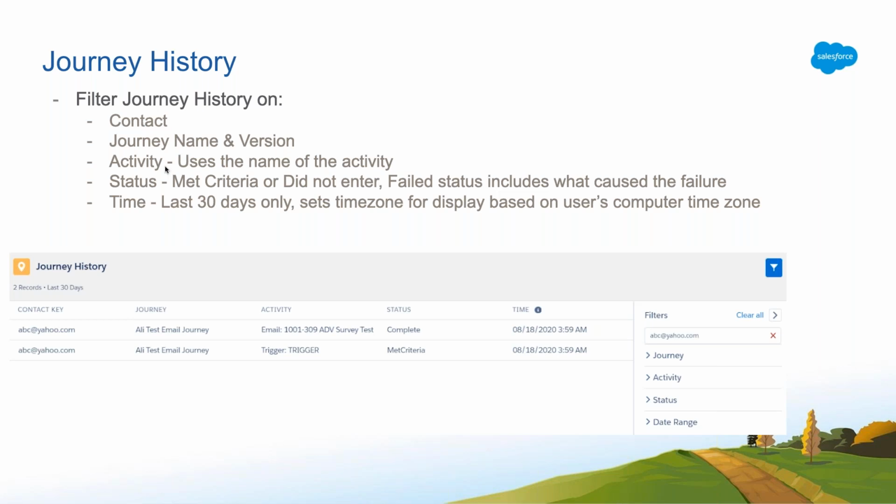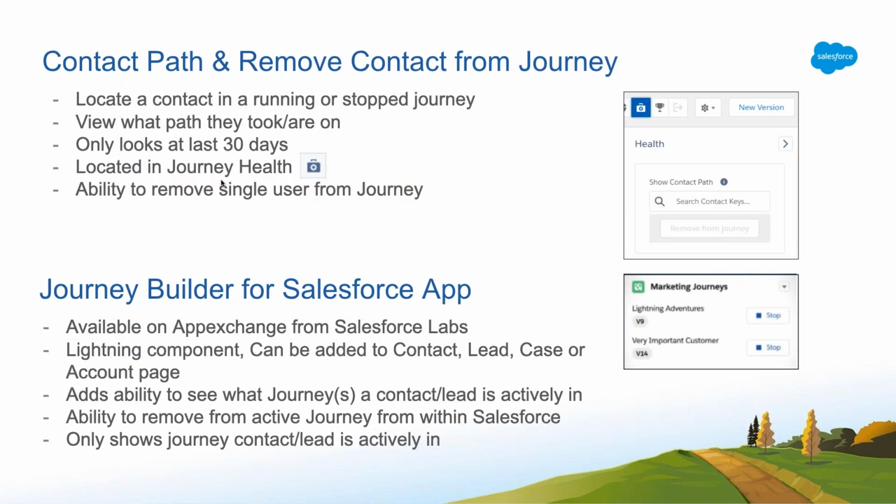If you wanted to go into the journey itself and see where they are in the journey, you can use a new feature under Health to search for your contact. If you go up into the upper corner, you'll see a little suitcase with a plus sign. This is what opens the health menu. In here, you can search by contact key. If they are in a running or stopped journey, you can see exactly what they've done or what they did.